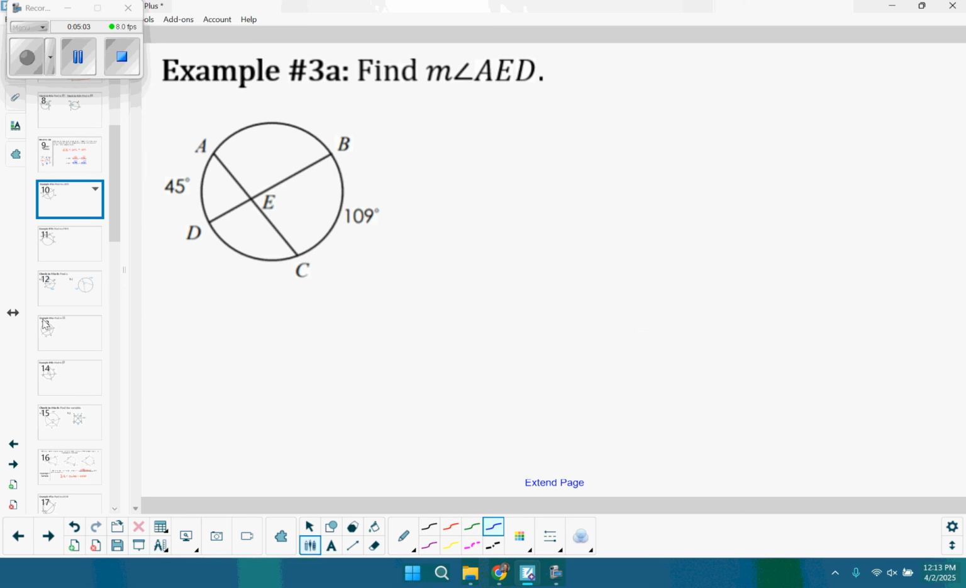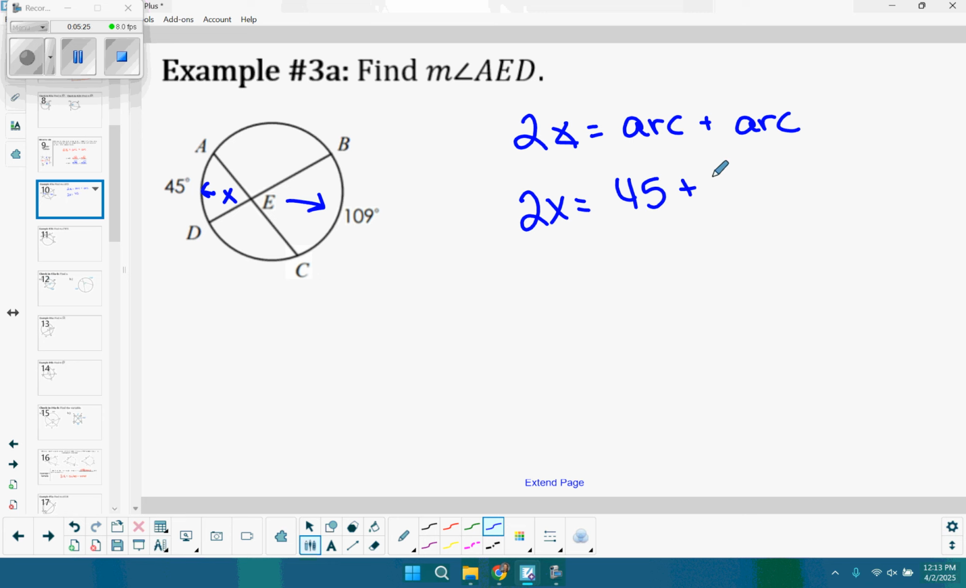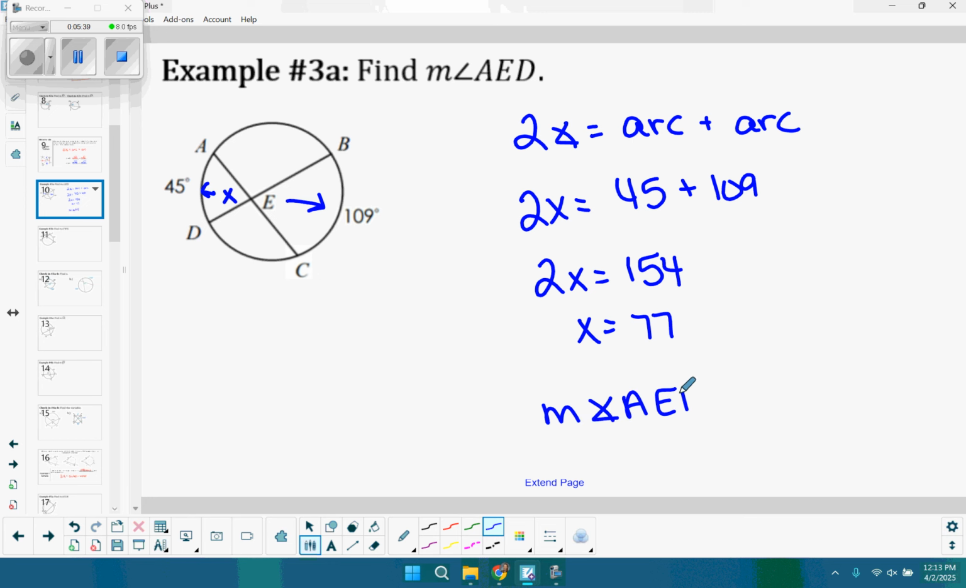For example 3A, we want to find the measure of angle AED. That's in that corner. So this angle here lines up with the two arcs that we want to use, so that's fine. So if we're setting up 2 times angle equals arc plus arc, that's going to be 2 times what I don't know, x, equals 45 plus 109. If I add 45 and 109 together, we get 154, and dividing by 2, I get 77. So the measure of angle AED is 77 degrees.